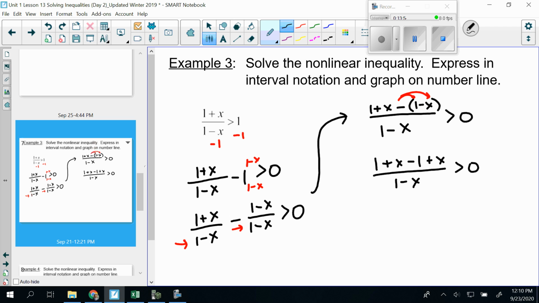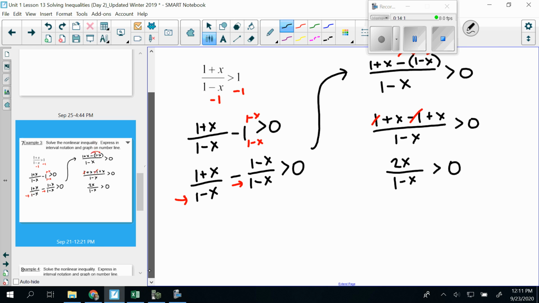Okay, so last thing, let's combine like terms. Our 1 and -1 should cancel out there. X's don't cancel out. We need to add those. X plus x is 2x over 1 minus x. Okay, so that is now our inequality.